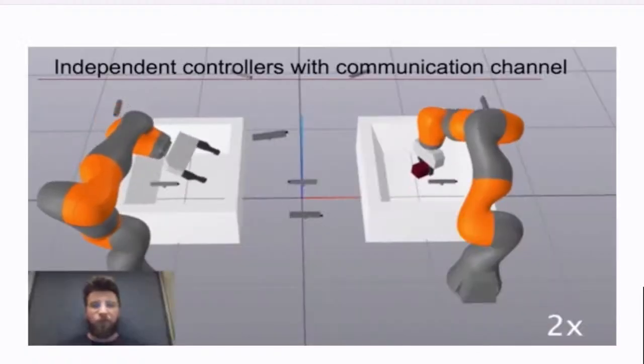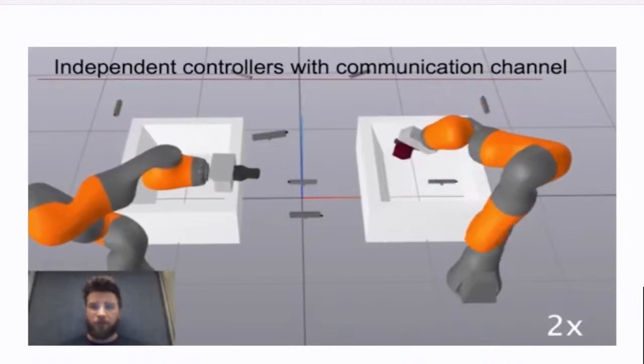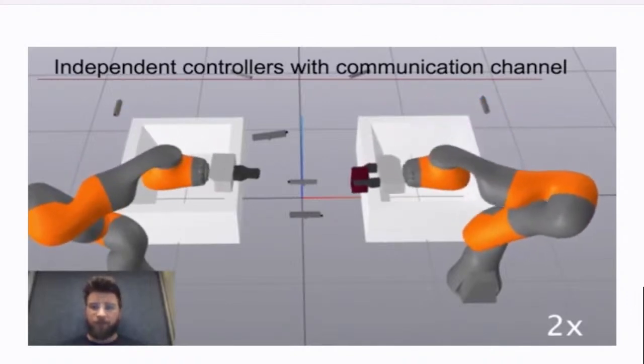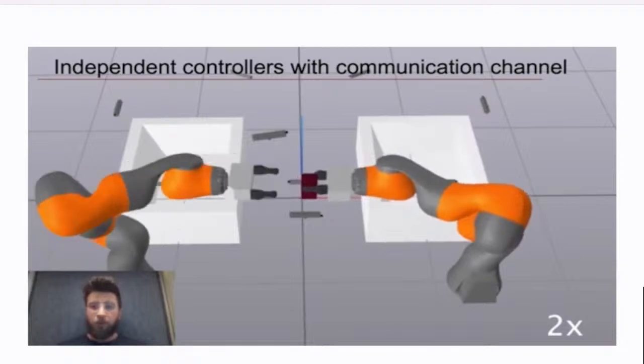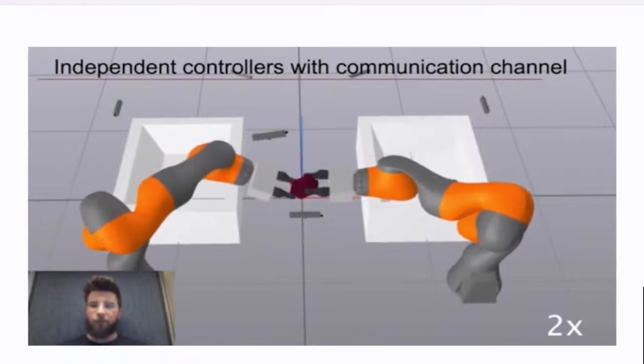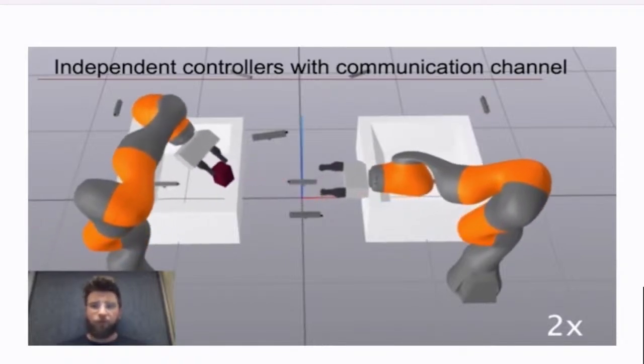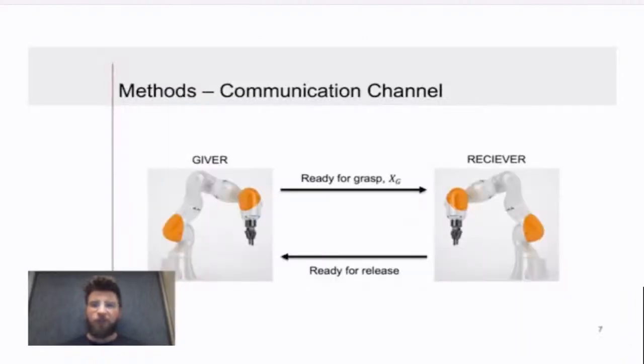The next approach, we kept the controllers separate from each other, but added a communication channel between them. To study this approach, we took the task of passing an object from one robotic arm to another without putting it on the ground. The communication channel carries relatively simple information. After the first arm grasps the object and carries it to the location, it sends a message to the other arm that it's ready and its location. The other arm grasps the object and then sends a message that the first arm should release it.